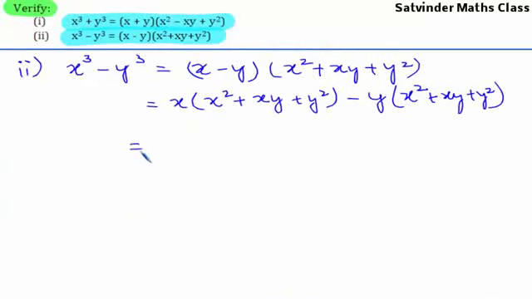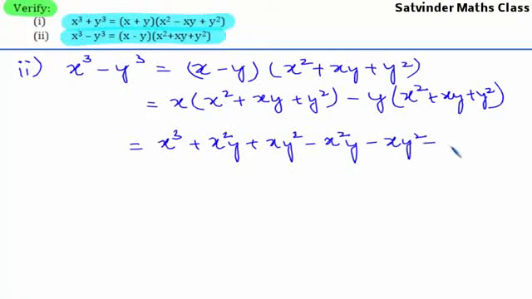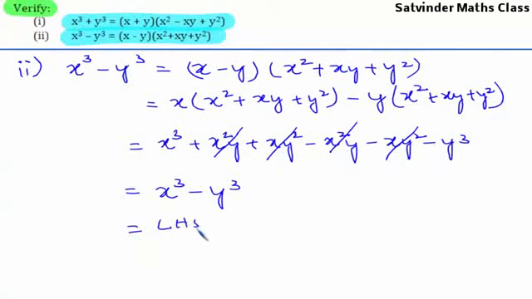Let us simplify this. We will get x into x square is x cube, plus x square y, plus xy square, minus, you will get x square y, plus into minus is minus, you will get xy square, plus into minus is minus y cube, which is equal to, you can cancel plus x square y and minus x square y. Similarly, you can cancel plus xy square and minus xy square. You are left with x cube minus y cube, which is the left hand side.